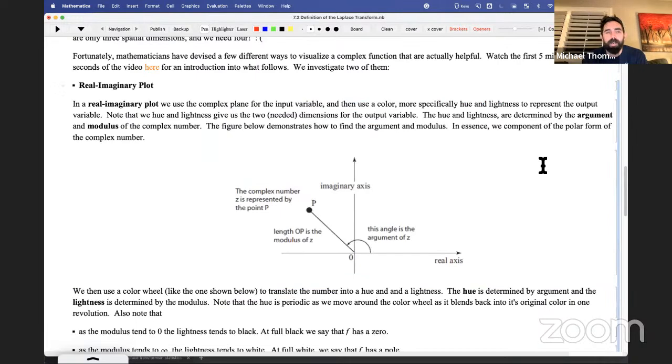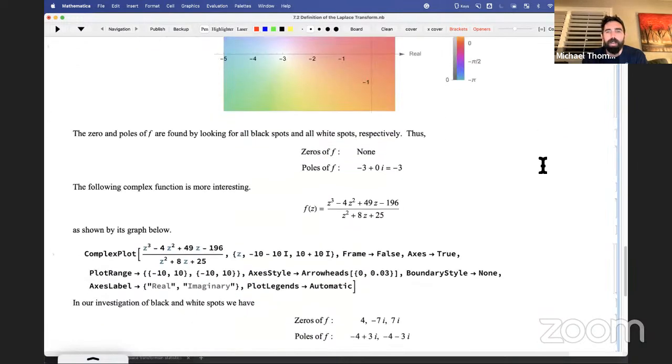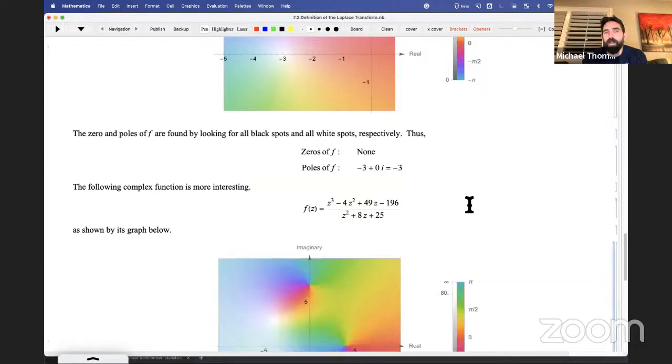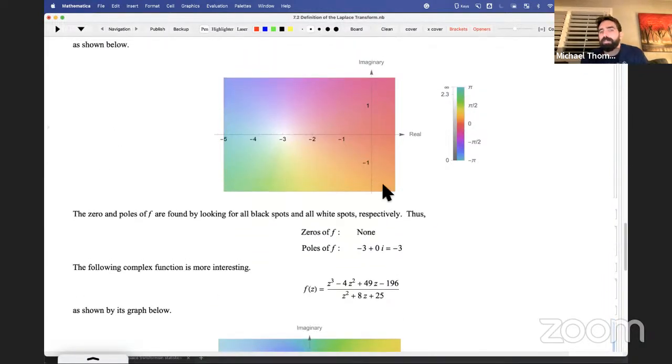Let's see, I got another one here. All right, so we can list off the zeros and the poles. Definitely there are no zeros because I don't see any black spots. Now let's look at the pole. This is in the complex plane, so you want to label it. It looks like the pole happens over here at -3 on the real axis and 0 on the imaginary axis. So we have -3 plus 0i, which is really just the real number -3.